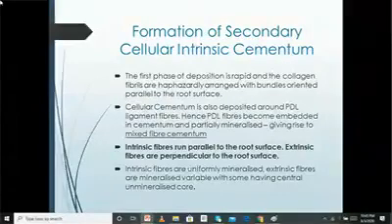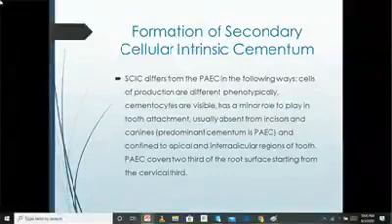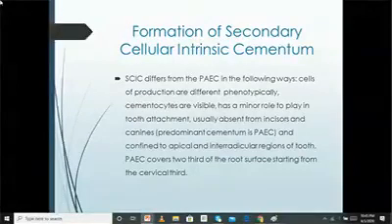The fibers in secondary are oriented parallel to the root surface and the fibers in the primary are perpendicular to the root surface. The intrinsic fibers in the secondary are uniformly mineralized, whereas the fibers in the primary are variably mineralized, having an unmineralized core. Other than these differences, there are many other differences between the secondary and the primary cementum.